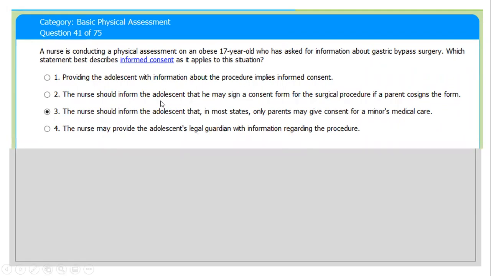The correct answer is the nurse should inform the adolescent that in most states only parents may give consent for minor medical care. So my patient is 17 years old, right? He is a minor. So informed consent we can take from the parent.